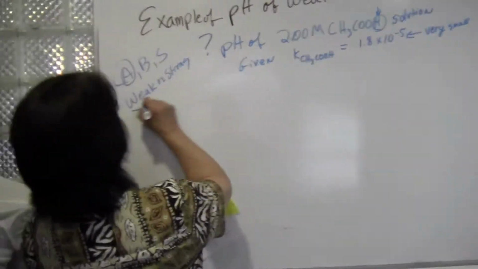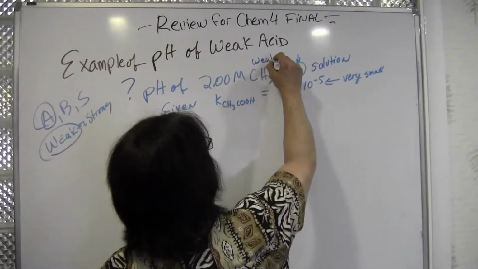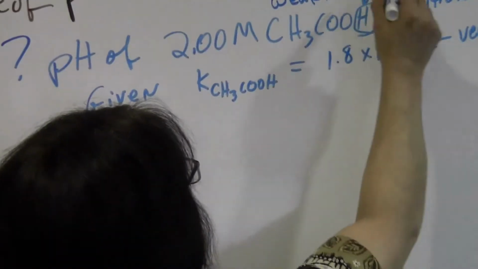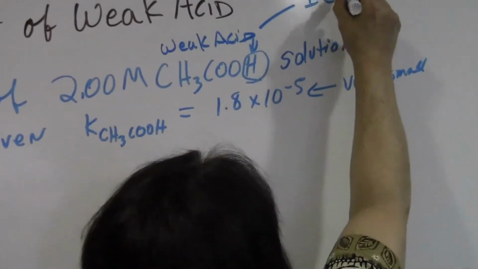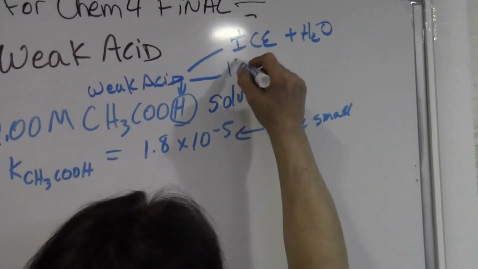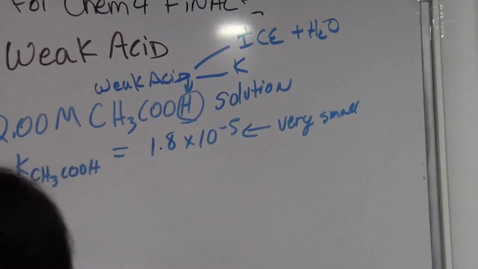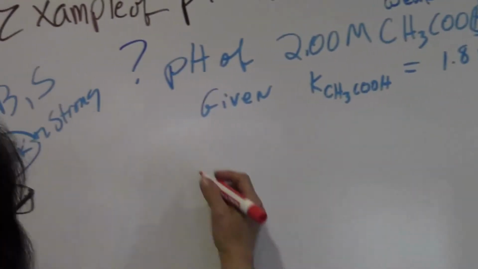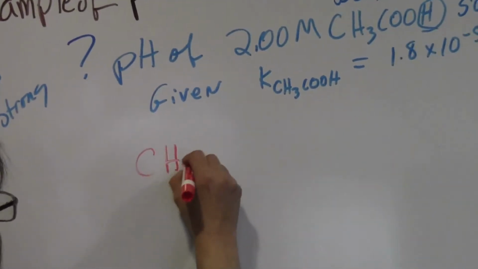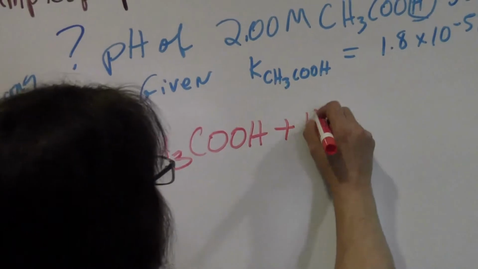So now we know two things: that this is weak and that it's an acid. And so therefore we need an ICE chart where we add water, and we need a K, which they gave us. So we're good to go. Let's see what happens. We need our balanced equation. So let's take our weak acid and let's add water to it.